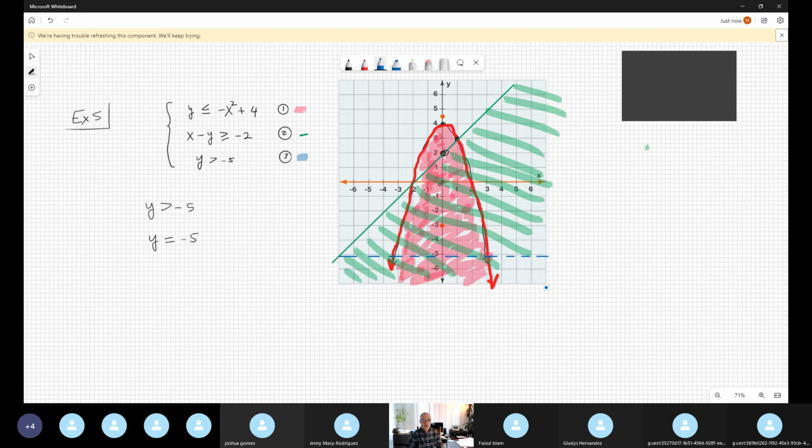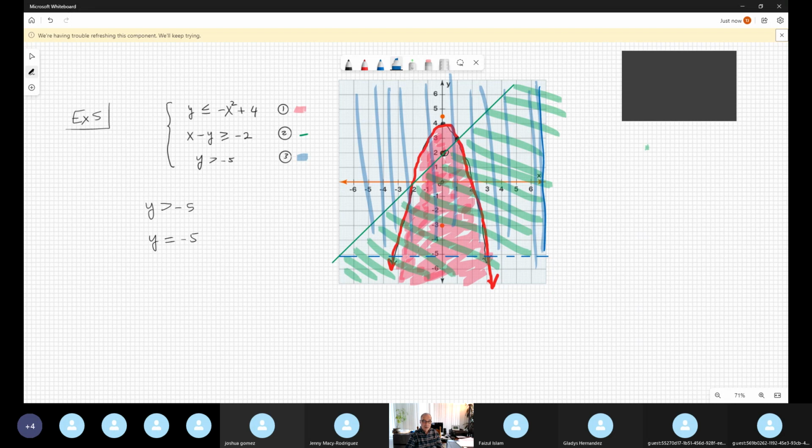What part do I shade? Do I shade below or above the line? Above. Because it's that part. Oh, no. Using the marker is better. Is it that part? Okay, that part.